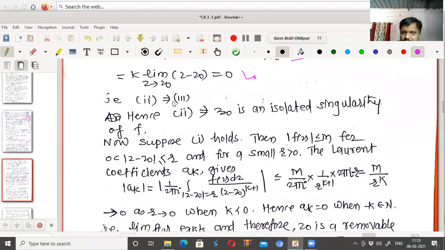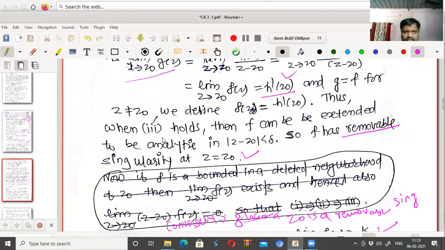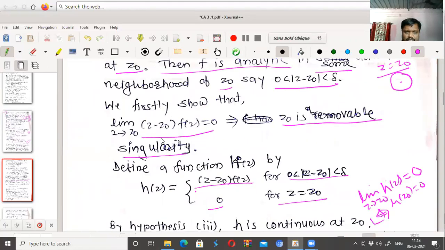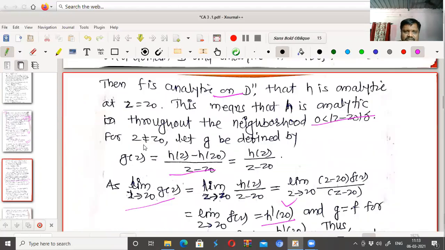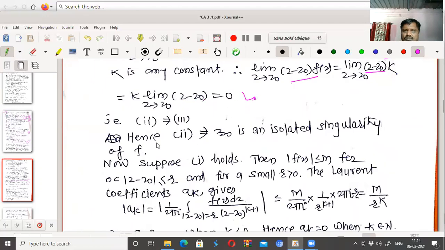Now 2 implies 3. What will we do? We proved that if a function has a removable singularity, then 3 holds. Now we will show 3 implies 2 and then 2 implies 1. So all are equivalent. Now we will go for 2 implies 3.